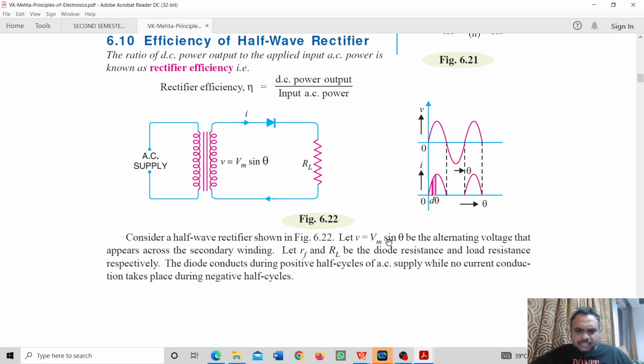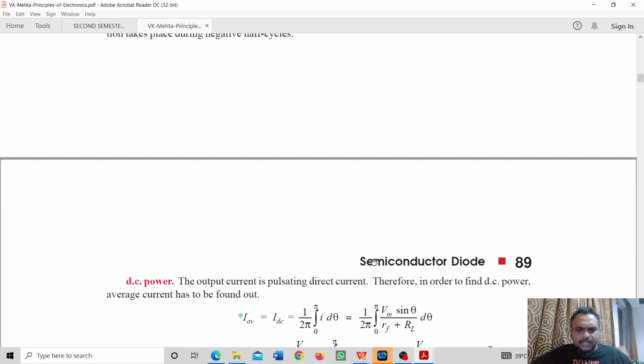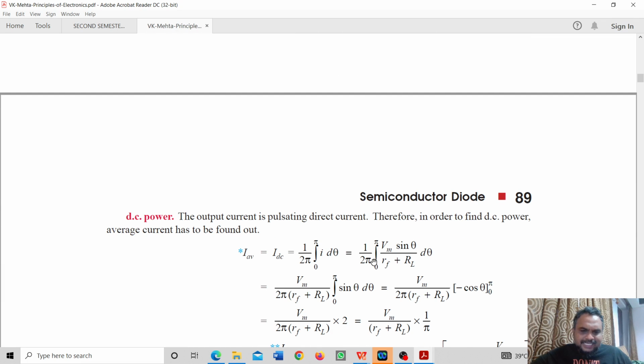Now there are two resistances in the circuit. One is the resistance of the diode itself, RF, and the second is the resistance of the load, RL. So the total resistance will be RF plus RL, and the diode conducts only during the positive half cycle. Now we come to the average DC current. Let me find the DC output power. For that, first of all, I want to find the average current, because the average current will be DC. Even though the output is pulsating DC, it is unidirectional, but it is not constant.